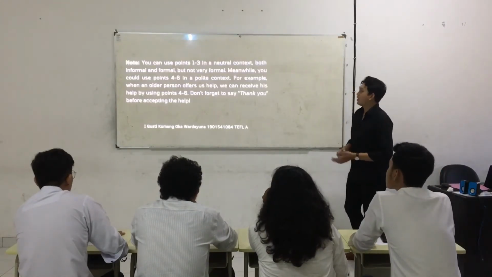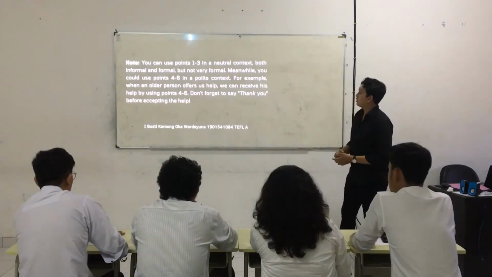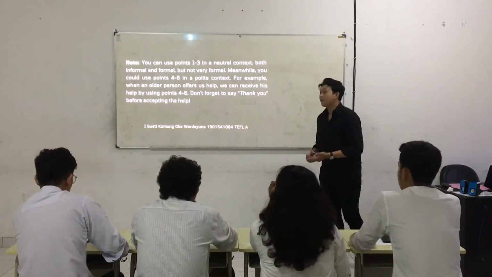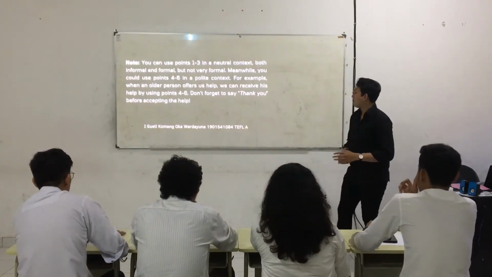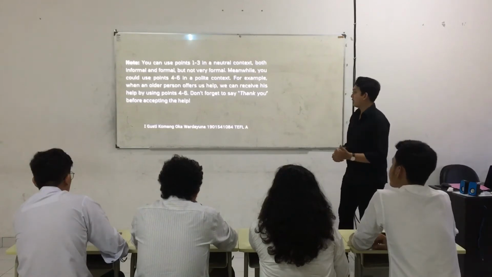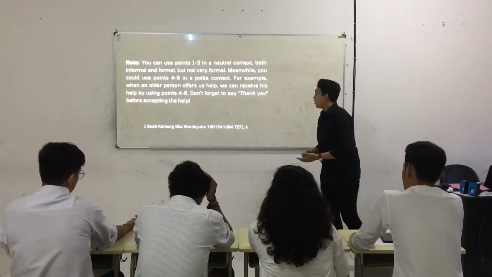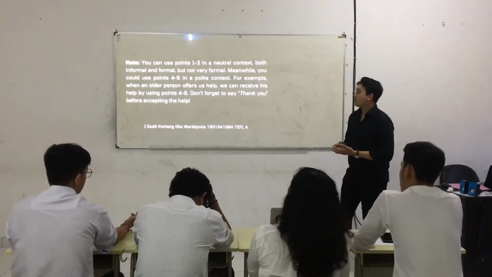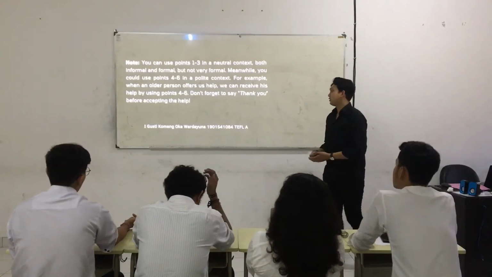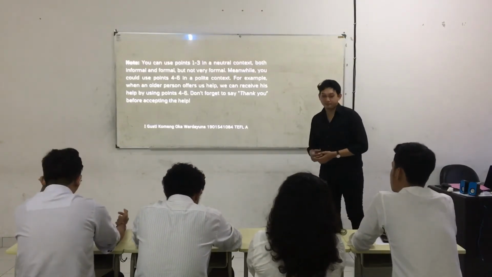You can use points 1 until 3 in a natural context, both informal and formal, but not very formal. Meanwhile, you could use points 4 until 6 in a polite context. For example, when an older person offers us help, we can receive his help by using points 4 until 6. Don't forget to say thank you before accepting the help.